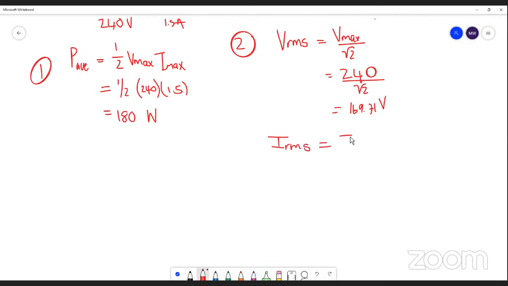which is your I maximum divided by square root 2, which is 1.5 divided by square root 2. And if you put that into your calculator, you should get 1.06 amps. And then you could plug that into the formula where you're just multiplying the two together.